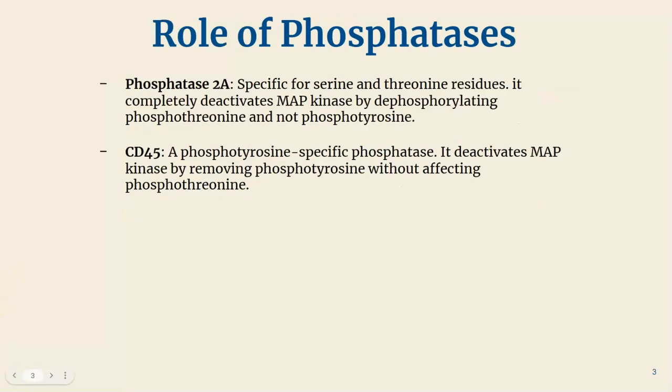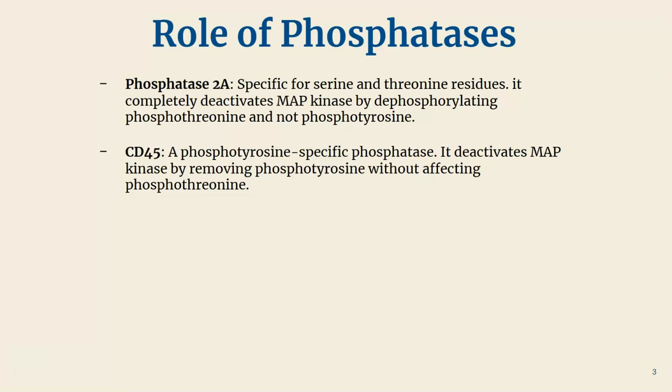The role of phosphatases. MAP kinase is deactivated by phosphatase 2A and CD45. Phosphatase 2A is specific for serine and threonine residues. It completely deactivates MAP kinase by dephosphorylating phosphothreonine and not phosphotyrosine. CD45 is a phosphotyrosine-specific phosphatase. It deactivates MAP kinase by removing phosphotyrosine without affecting phosphothreonine.